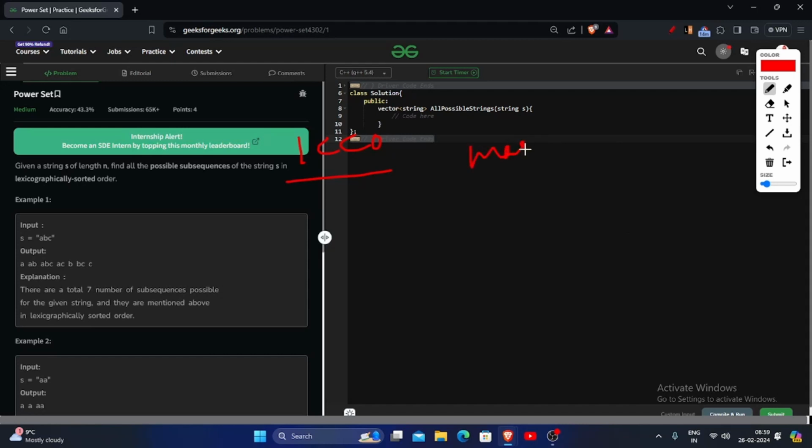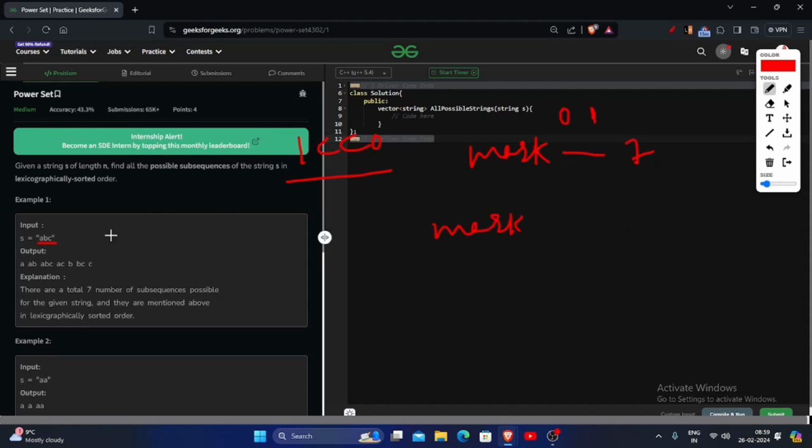Mask is something we know we have 7 possibilities. So mask will go from 0 to 7. Here we are not dealing with 0 because we don't need an empty subsequence. So I take 1, and I need to check my mask. Somehow using this n length string, I need to make my mask equivalent to that.